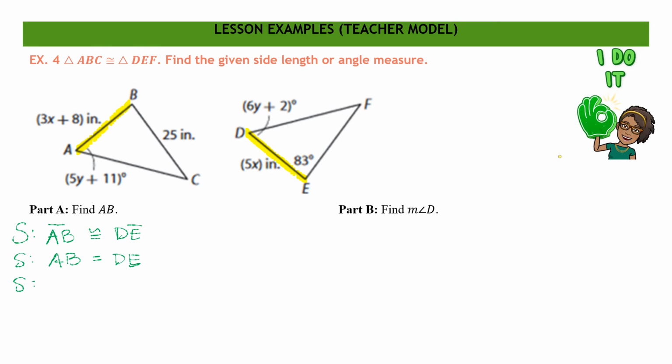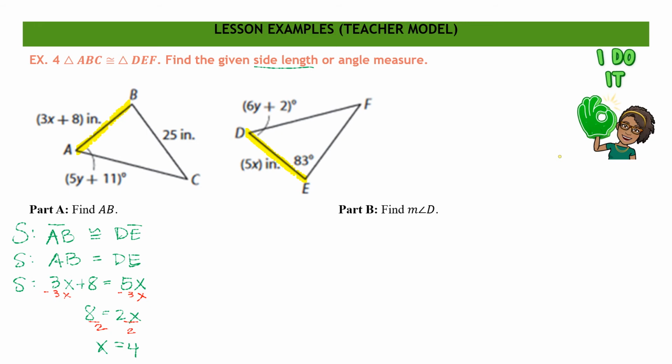So here we have AB as being 3x plus 8 and DE equaling 5x. And here we're going to simply solve for x. So I'm going to bring my 3x to the other side by subtracting it from both sides. So we have 8 equaling 2x, and then I'm going to divide both sides by 2. So we have x equaling 4, but remember it tells us to find the side length. So we're trying to find the side length of AB.